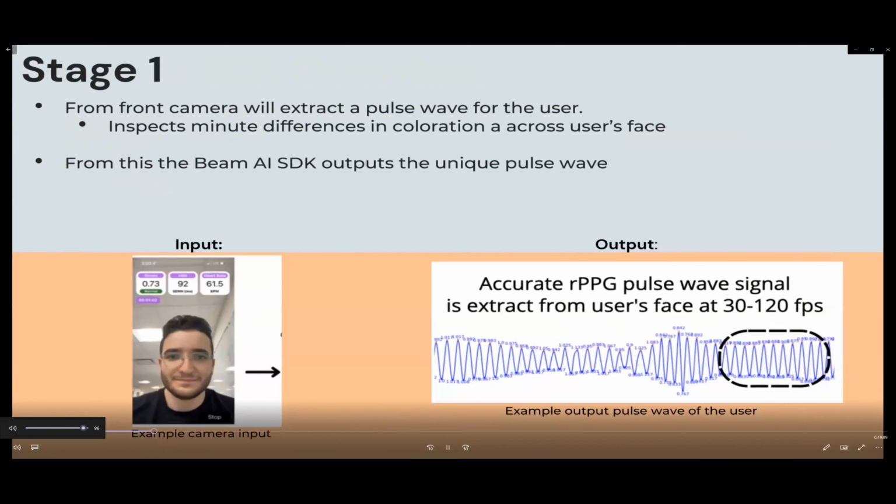Now looking at this in more depth, I'm going to split up what we saw last slide into just the first stage. So the first stage would be you open the app, and it has a picture of your face. It's using your front camera, and using that camera, it's going to see very minute differences in coloration across your face. And from these differences in coloration, it's going to extract a unique pulse wave at that exact given moment in real time. So you can have your camera on, and in real time it can accurately tell your pulse and extract it so it can use it for the next stage we'll see in a second.